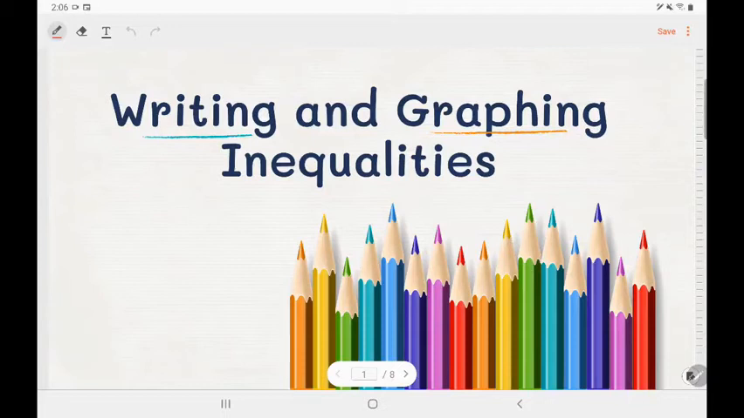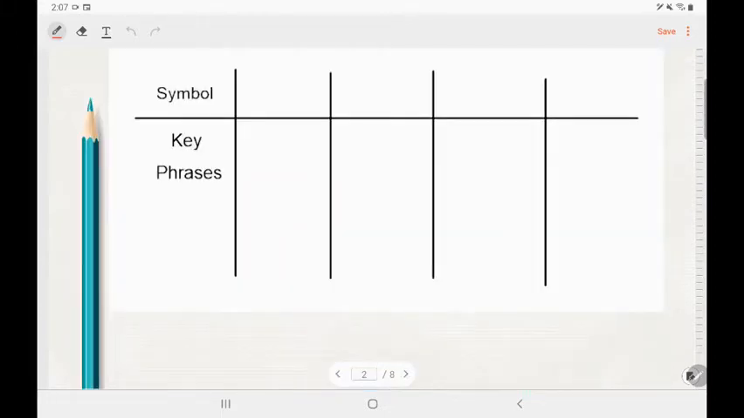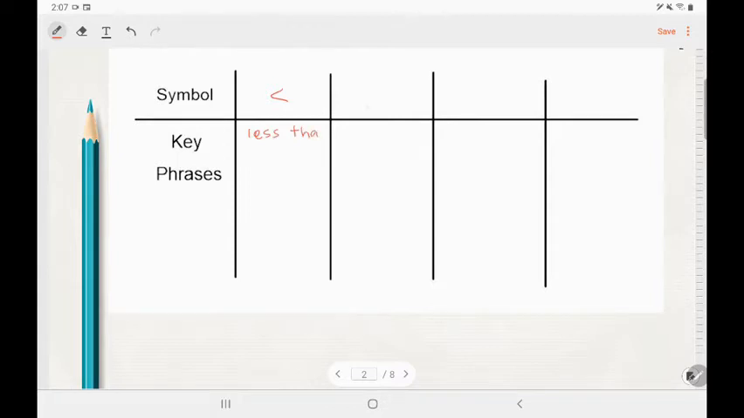Everyone, today we're going to be writing and graphing inequalities. Before we write and graph any inequalities, let's go ahead and talk about the different symbols. The first symbol that we have is less than. We also have greater than. We also have less than or equal to, less or equal. And we also have greater than or equal.